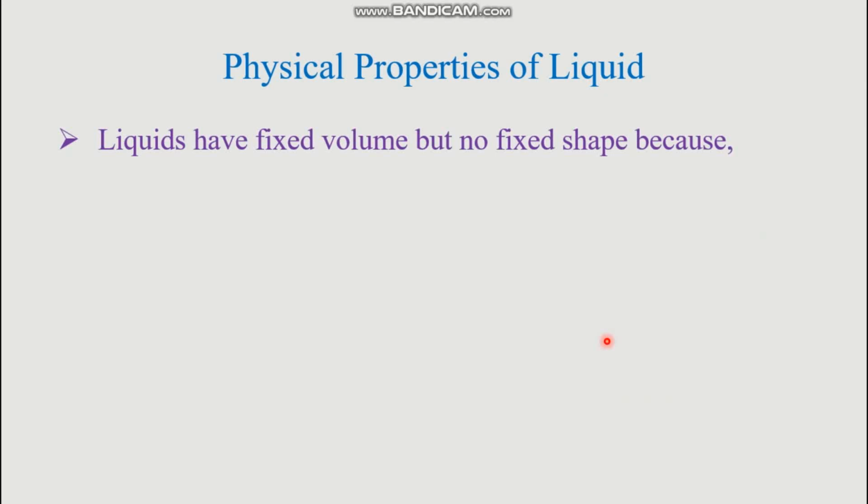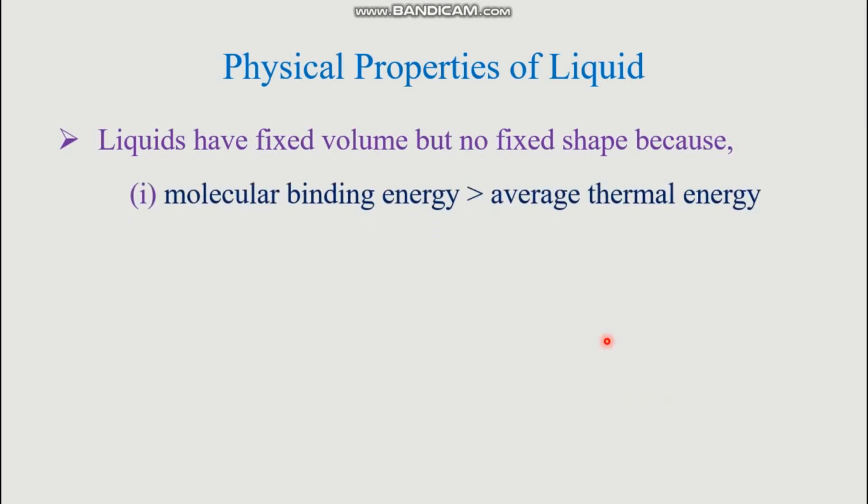But do you know the reason behind this? Liquids have two types of energies. One is the molecular binding energy, another is the average thermal energy. Now if you take the average of this, then we can compare it with the molecular binding energy. In the case of liquids, the molecular binding energy is greater than the average thermal energy.